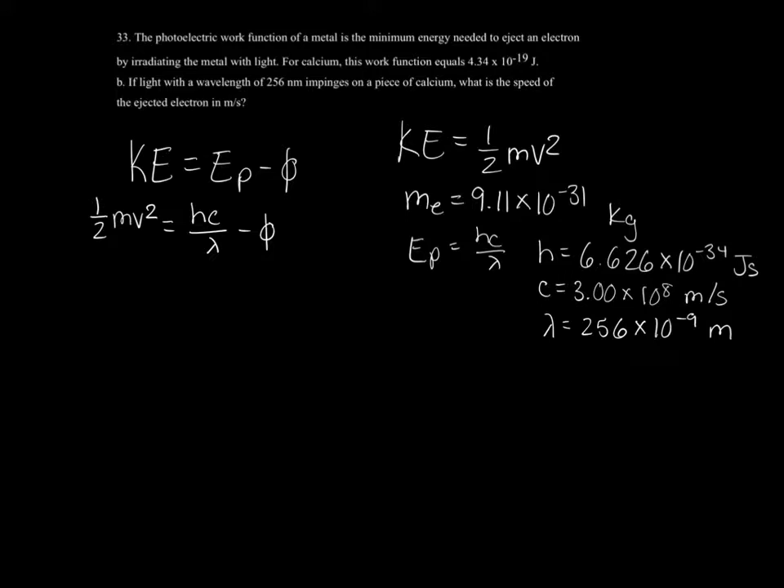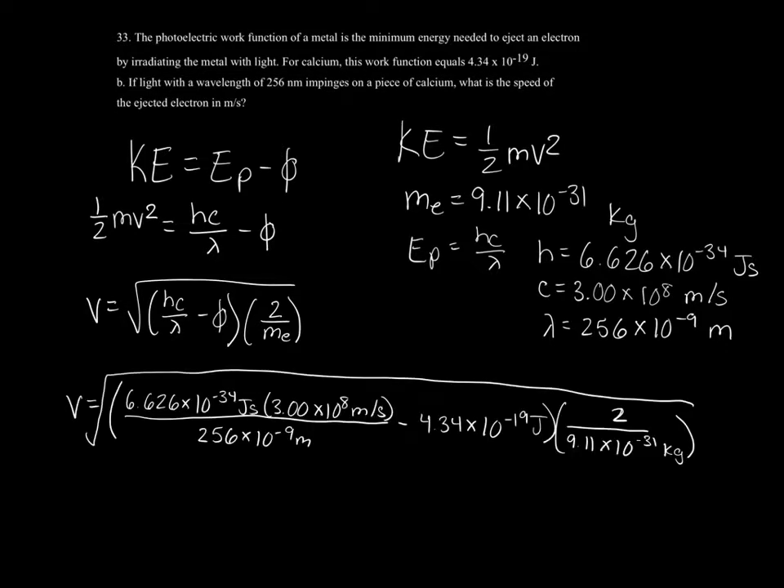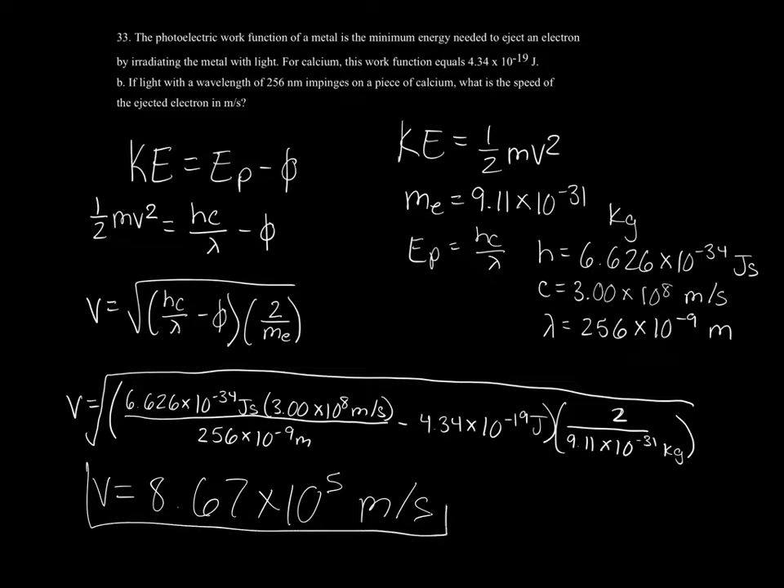So in order to solve for the speed of the electron, we rearrange the equation to V equals the square root of hc over lambda minus the work function, all of this times 2 over m. We now can plug and chug. So now that we have plugged in our values into the equation, we can punch them into our calculator and we get that the speed of the ejected electron equals 8.67 times 10 to the 5th meters per second. And that's our final answer.